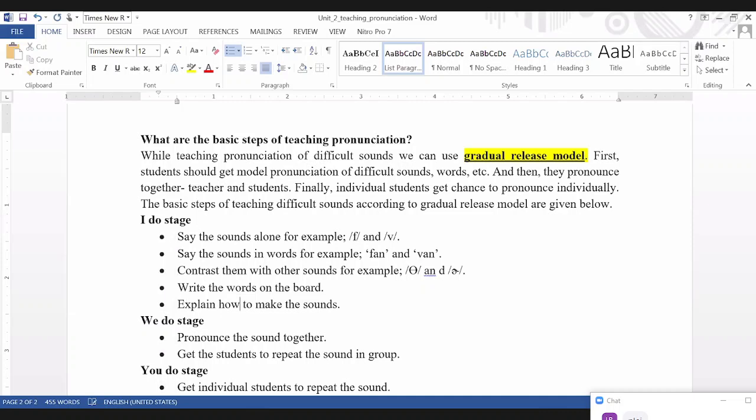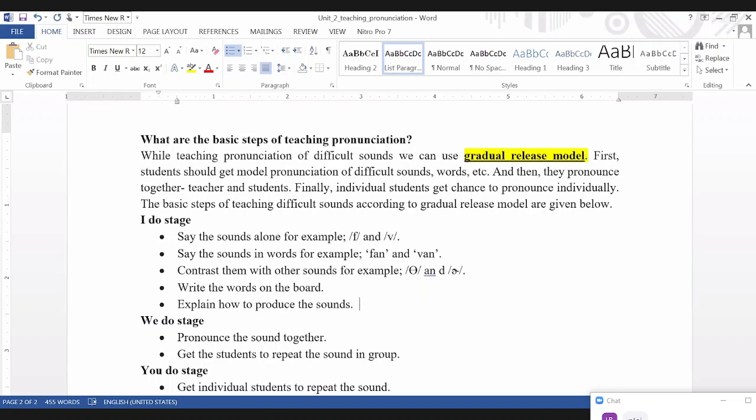Explain how to produce the sounds. Pronunciation भनेको के हो? Production of speech sounds, that is pronunciation. So explain how to produce the sounds. This means we explain our organs of speech. We show the model, or we can also draw a figure of speech organs and we can explain. So this is the I do step.